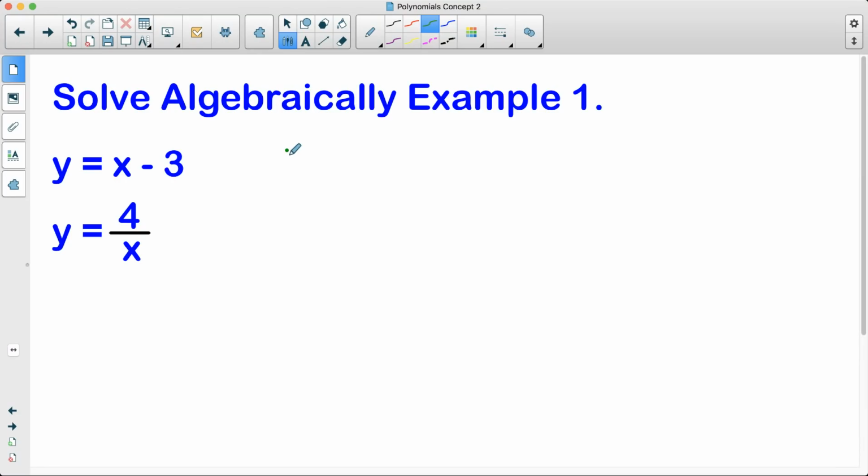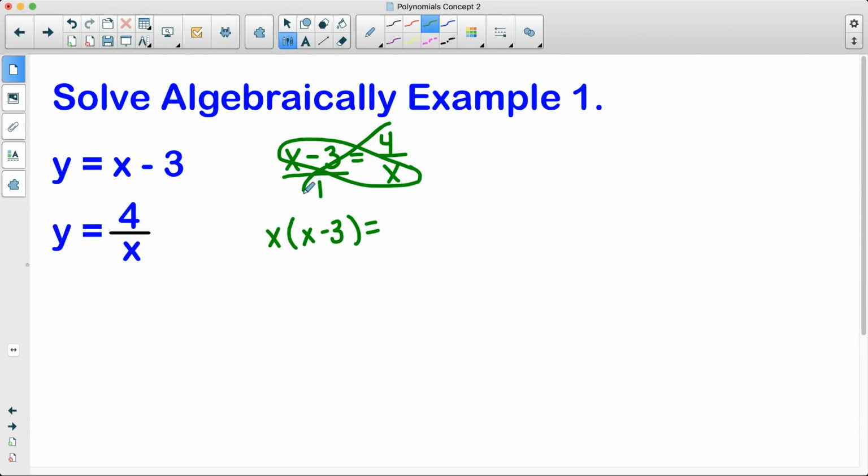So we're going to say x minus 3 is equal to 4 divided by x. Next step, we need to get this into standard form. So I'm going to make the left-hand side a fraction. So we've got two fractions equal to each other, and we're going to cross multiply. So I've got x times x minus 3 is equal to 1 times 4, which is 4.